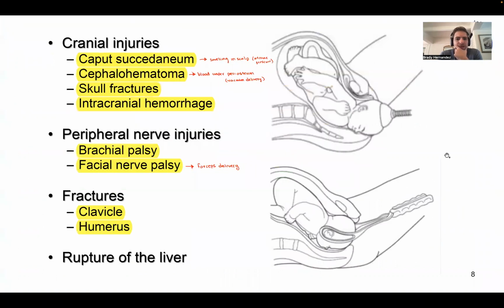Review birth injuries, right? You know this. Swelling of the scalp, that's very superficial. Cephalohematoma is blood under the periosteum, so you know that. Facial nerve palsy can happen if you need to use the forceps. Cephalohematoma is a little bit lower. That's how you can know that.